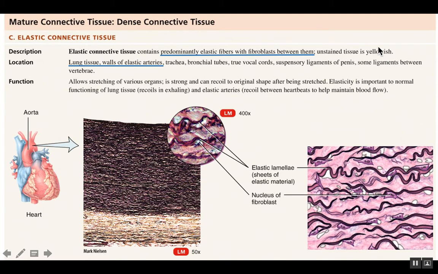There are ligaments between the vertebrae that have some of this. But I want you to remember lung tissue and arteries. And again, these organs are constantly stretching and recoiling back.